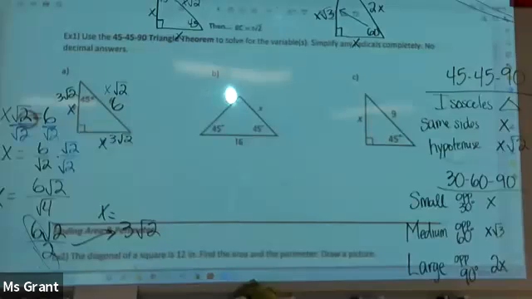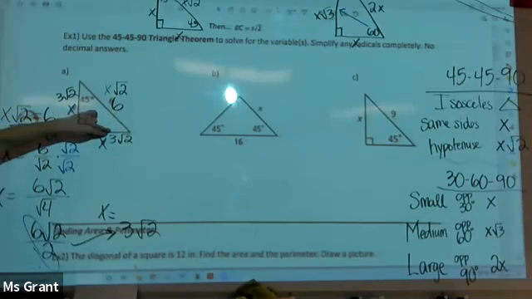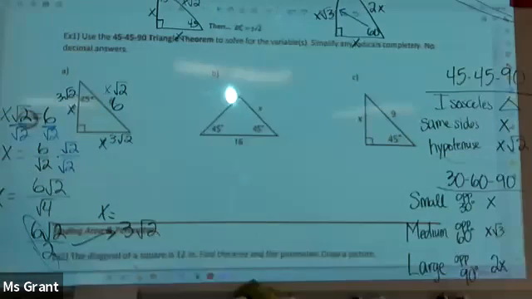So I've got a leg that's 3 rad 2, another leg that's 3 rad 2, because it's isosceles, they're the same size. And my hypotenuse is 6.